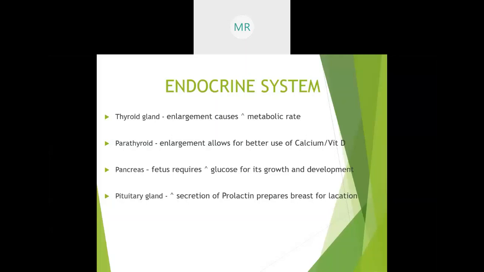So the pancreas also plays a part in the normal physiologic changes, and that's because the fetus requires an increase in glucose for its growth and development. Okay. And then we have the pituitary gland, and that again has an increase in secretion of prolactin and prepares the breast for lactation.